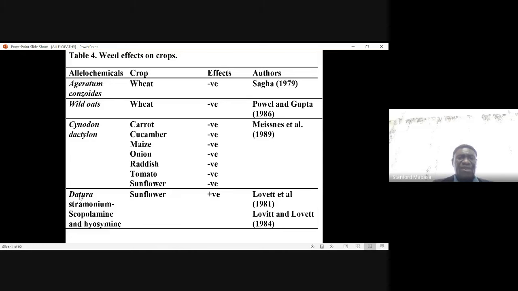Then Datura stramonium, which is a weed, was also found to affect sunflower via allelopathy, and Datura stramonium produces two products, scopolamine and hyoscyamine, as the allelochemicals.